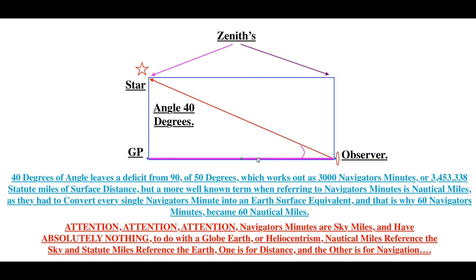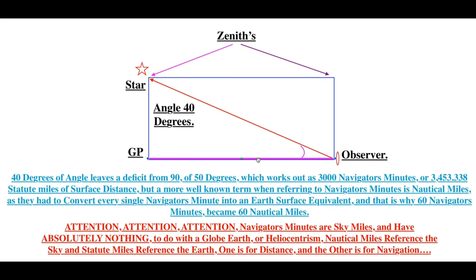That is why there is 60 nautical miles per degree, because there are 60 minutes per degree. 60 navigators' minutes per degree. That is why we have 60 nautical miles per degree, but we have 69 statute miles. Statute miles are surface based measurement, whereas nautical miles, or a better term for them, navigators' minutes, are a sky-based navigation distance. Two different things.